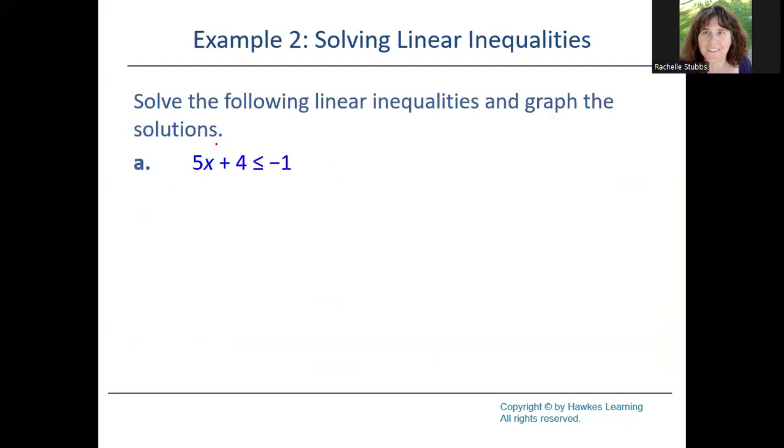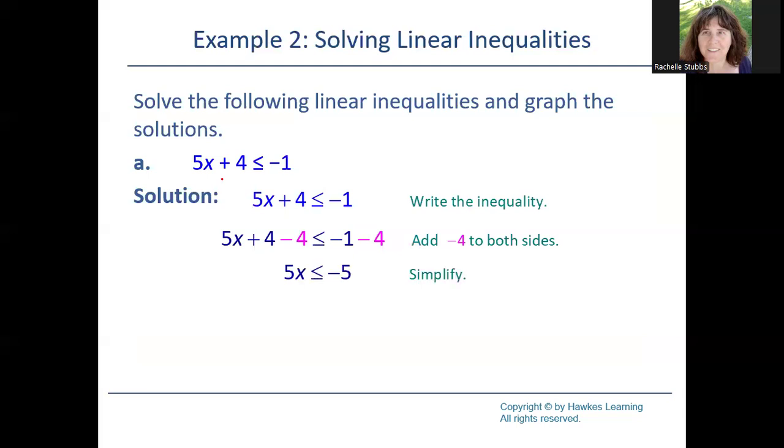All right, so here we're going to solve this. We're going to treat it as if it was just a regular equation. So the first thing I want to do, can I distribute? No. Can I collect like terms? No. So now I'm going to subtract 4 from each side. And now I'm going to divide, and I'm dividing by a +5. And since it's a positive, I don't do anything to the inequality. It stays the same, and I get x is less than or equal to -1.